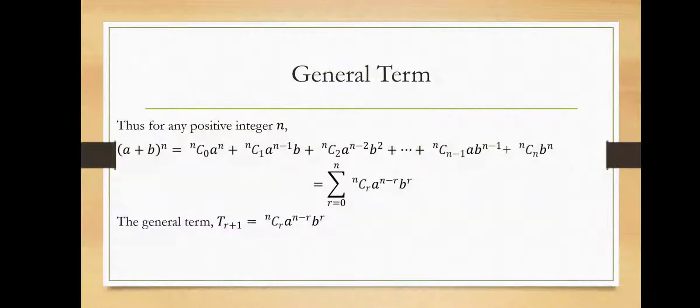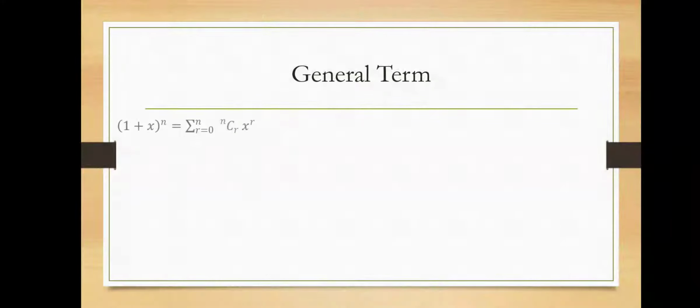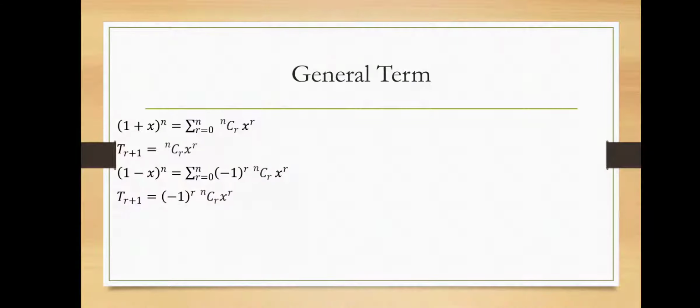So now let us see some other general terms. 1 plus x whole to the power n, that is ncr x to the power r, so that is our general term for this one. Then if we have 1 minus x to the power n, then that becomes minus 1 to the power r, ncr x to the power r. Right? Now let us talk about middle term.